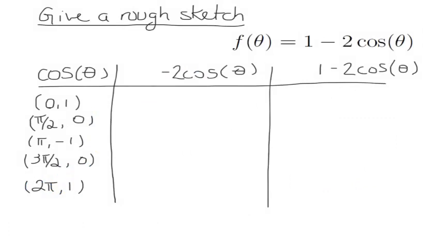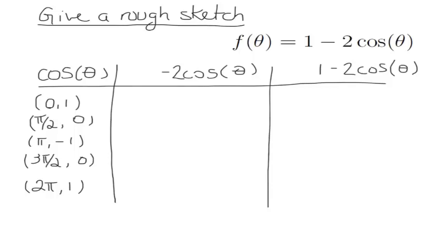Let's take a look at one more sketch of a cosine function. In this example, we're going to look at f of theta is equal to 1 minus 2 cosine of theta. So we're going to begin by considering the points on our normal cosine function, and those are given here. First, we're going to move from cosine of theta to negative 2 cosine of theta. So what is it that this negative 2 does to our original points?